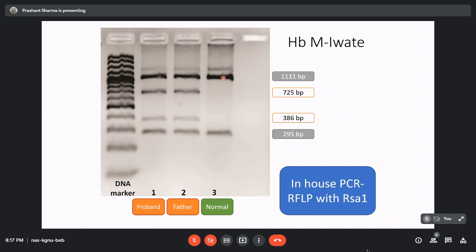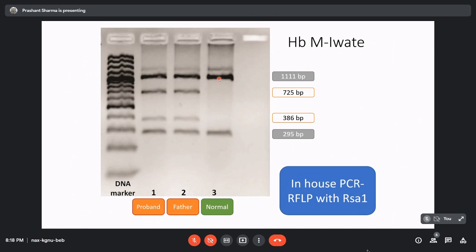So a normal person would get only one large band, but in our patient as well as her father, we got two extra bands. So there's something off in this labeling. I think the labels have moved. So or this is okay, maybe. You get one. So the M Iwate abolishes the restriction enzyme site, and you can diagnose it on RFLP. Or maybe we can just try and work it out. This is the normal, and this is the large band.